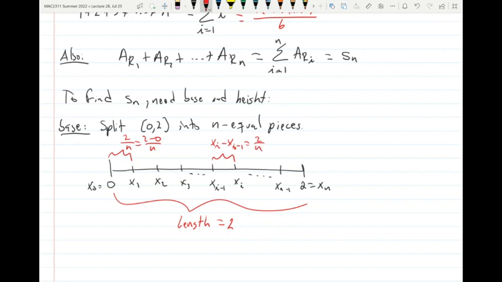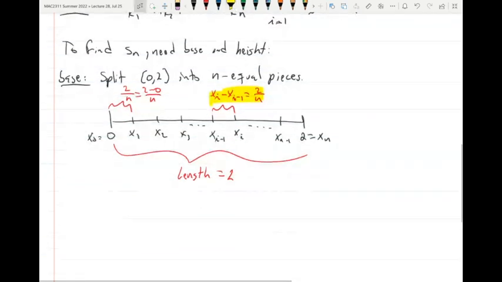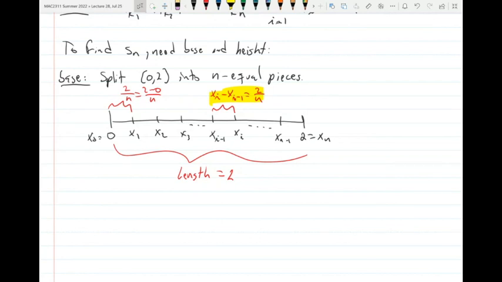So let's use this relation to come up with a formula for these guys. Because if you start here, since you already know how long this has to be, all you need to do is take this one plus 2 over n to get x1, plus 2 over n to get x2. And you keep on doing this till you get the last one, right? So I want to know the formula for this guy, okay?